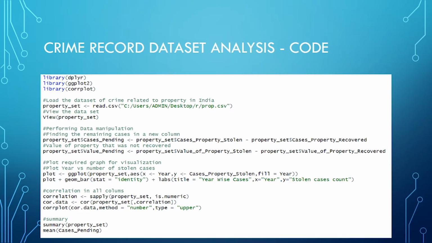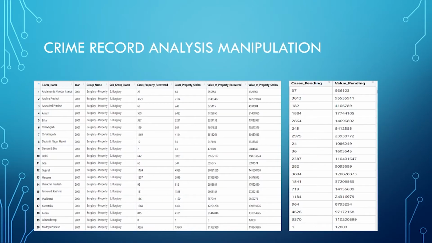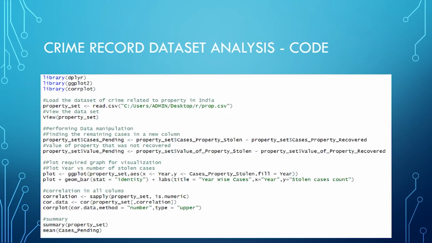And let me show you the data set. The one which is on the left side is the data set. So you could see area name here, group name, subgroup name, cases property recovered, cases property stolen, value of property recovered, value of property stolen. These are the columns which are available in this particular data set, and it is for different states in the country India. Then by view function we could view the property set.